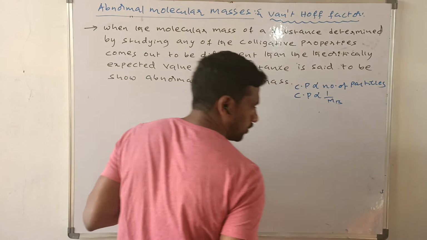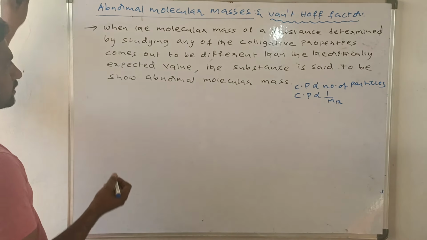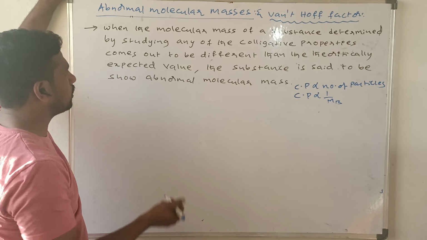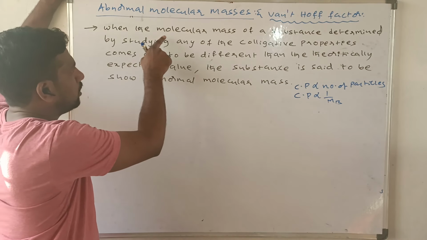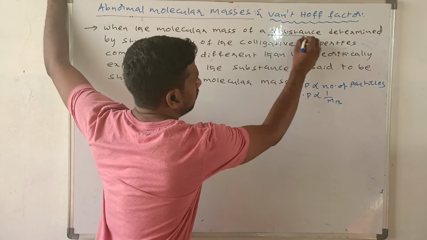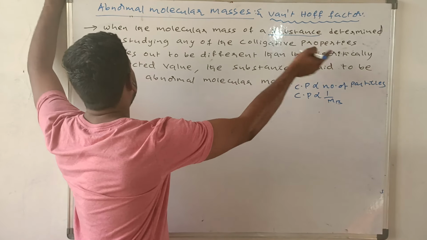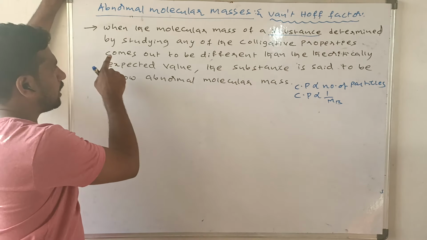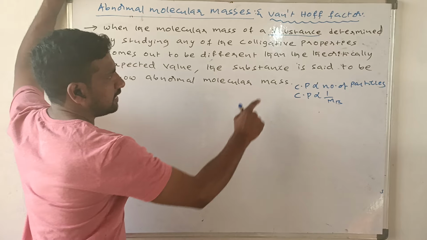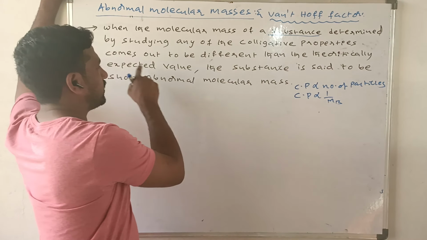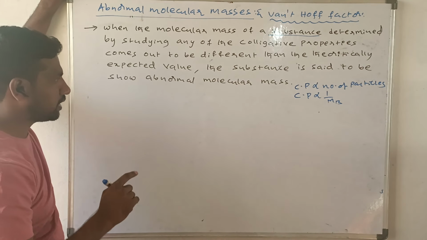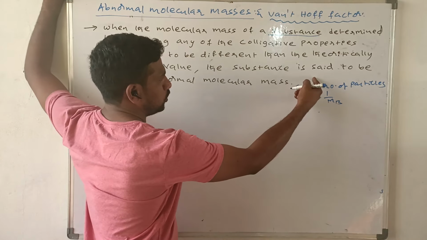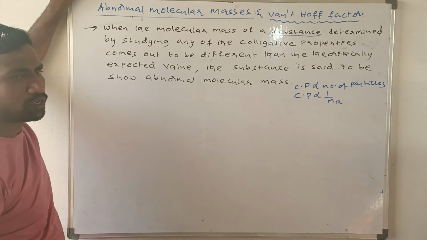So here, what is the conclusion? In this case, what are we going to get? Abnormal molecular masses. Abnormal molecular mass is nothing but what? When the molecular mass of the substance, determined by studying any of the colligative properties, comes out to be different than the theoretically expected value. Whatever value we expect, we are not getting that value. The substance is said to show abnormal molecular mass.